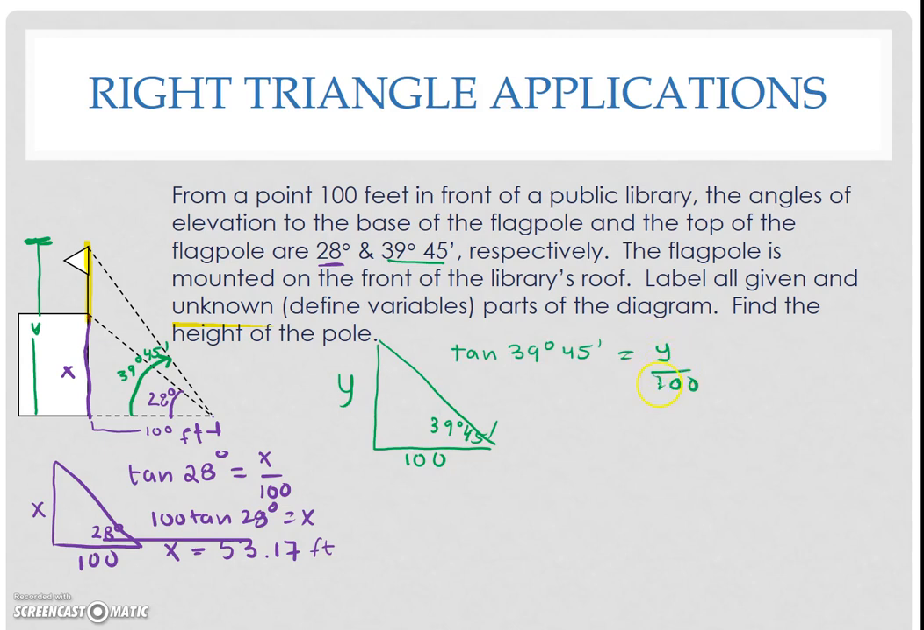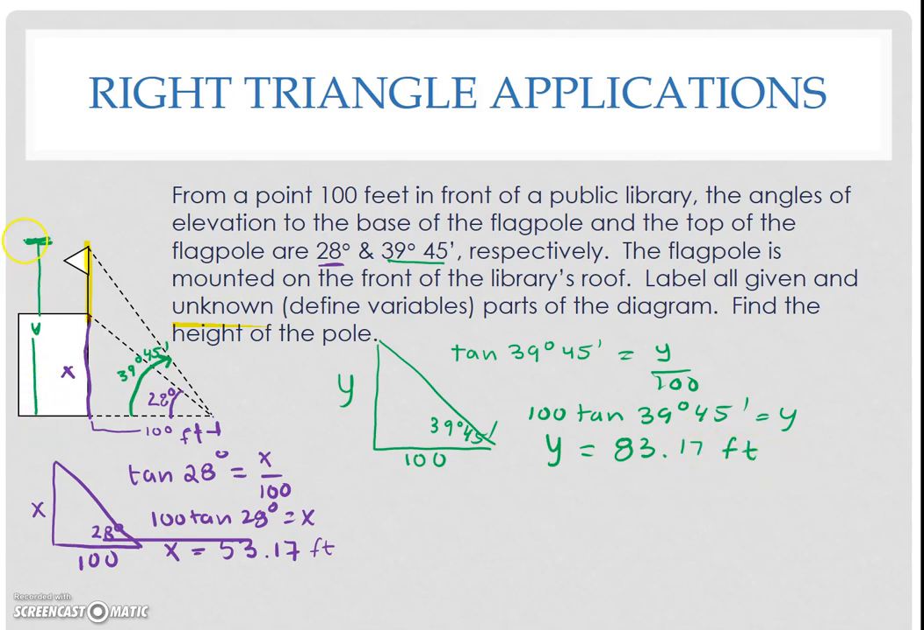Now I'm going to isolate y, so I'm going to multiply 100 to both sides. Since this expression, which is going to equal y, has an angle that is not a unit circle angle, I'm just going to type this directly into the calculator. Remember, you have to go to the angle menu to get your degrees and minutes. And I get that y is approximately 83.17. Again, my units are feet.